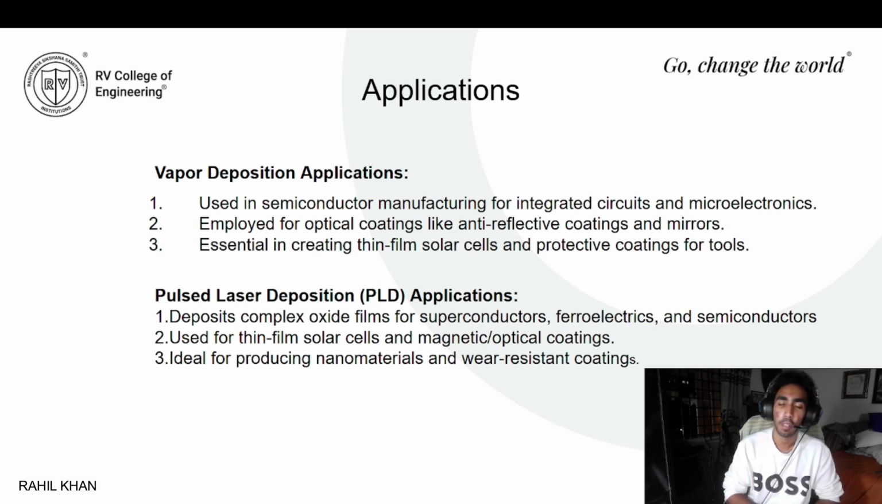Whereas pulsed vapor deposition is usually used in the magnetic field to make thin magnetic coatings on the surfaces of many optical materials, and it is very ideal for an even and wear resistant coating. So, thank you.